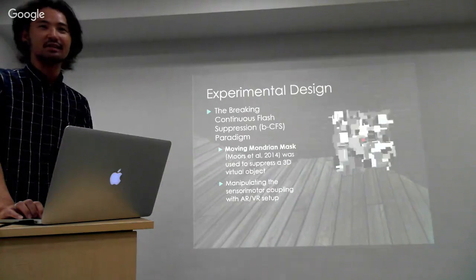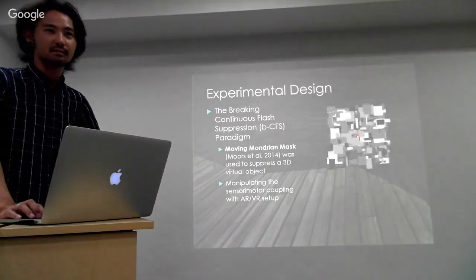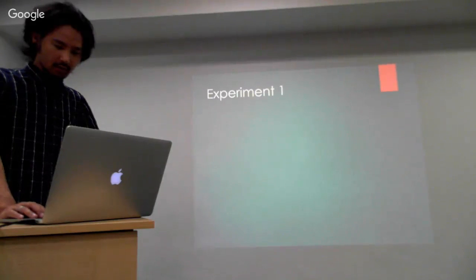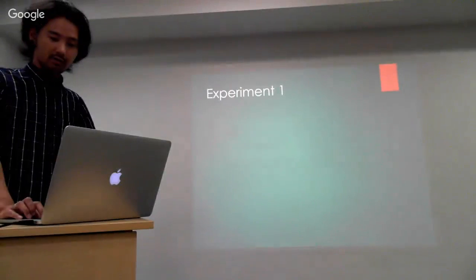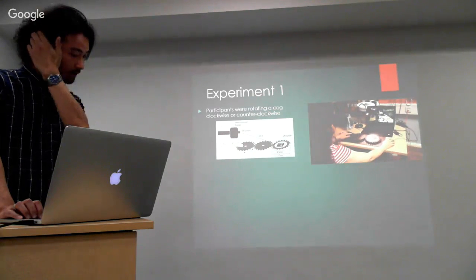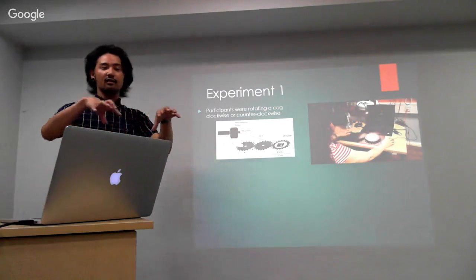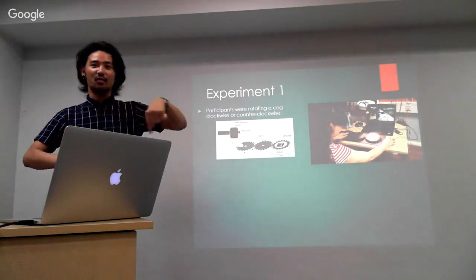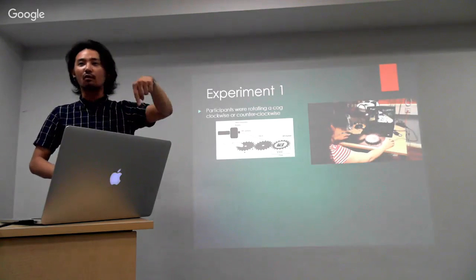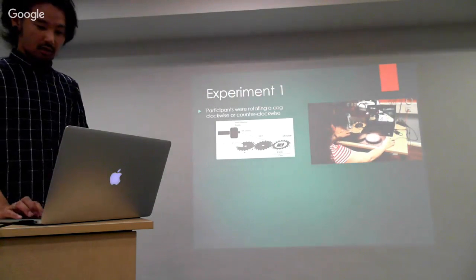But yeah, I didn't actually systematically explore this mask, it's just something I found. So far, we did two different experiments using binocular suppression. In the first study, we made three cogs so that people can make a continuous movement, left or right, counterclockwise or clockwise. And this is the actual experimental scene.